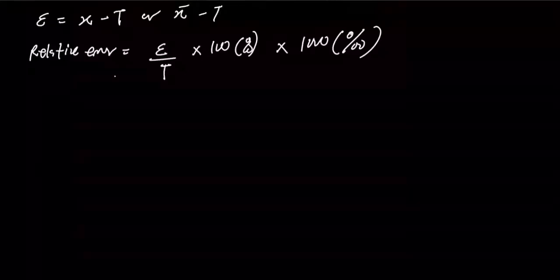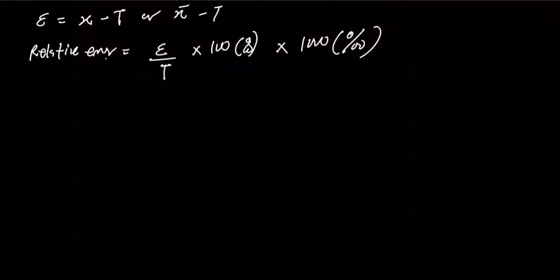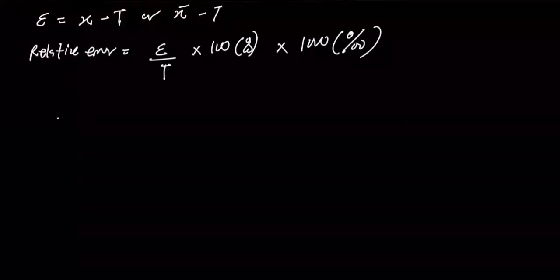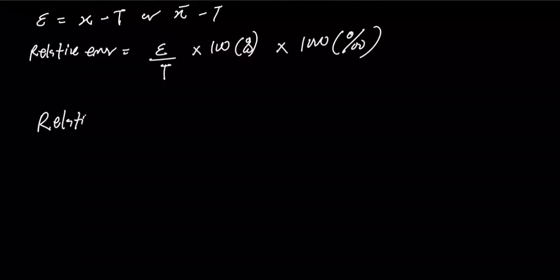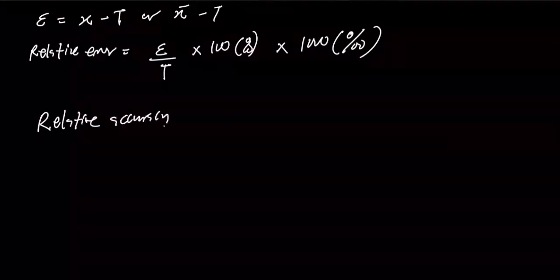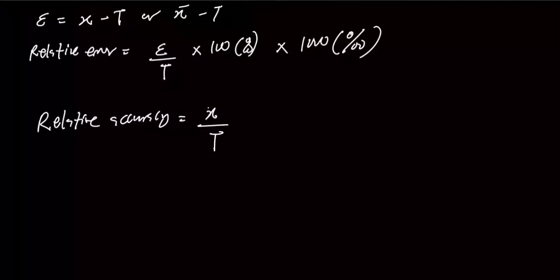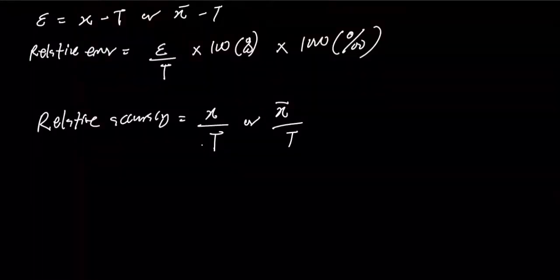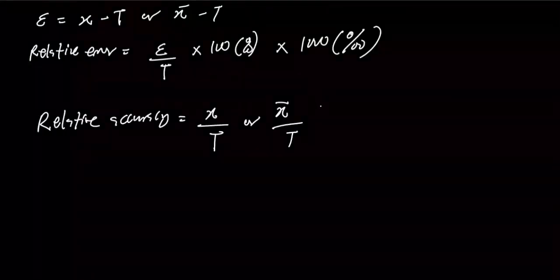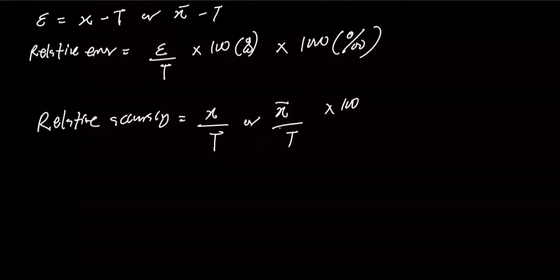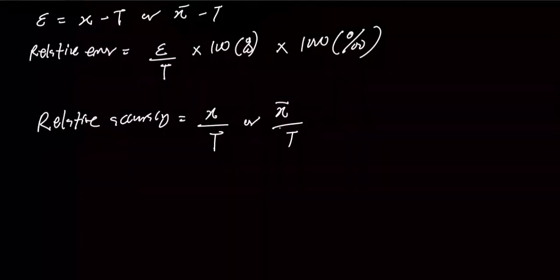Now, the next one is this. This is the relative error. So to find relative accuracy, what is the formula? Your measured value over the true value. Now, it is not error. Your measured value over the true value. Or if you are taking replicate measurements, you say your mean over the true value. So that is your relative accuracy. If you're asked to find relative accuracy in percentage, you multiply by 100. In parts per thousand, you multiply by 1,000. So that is it.